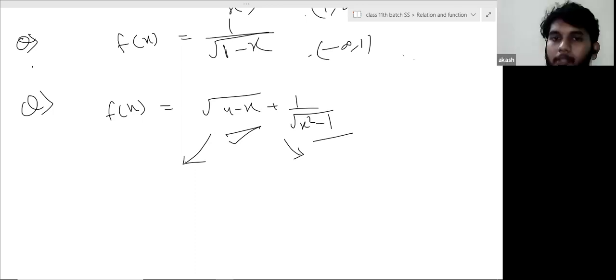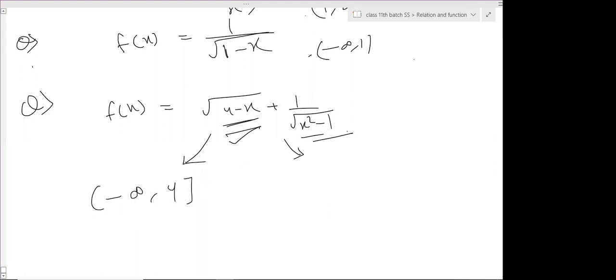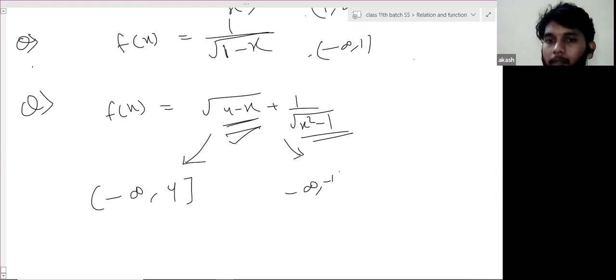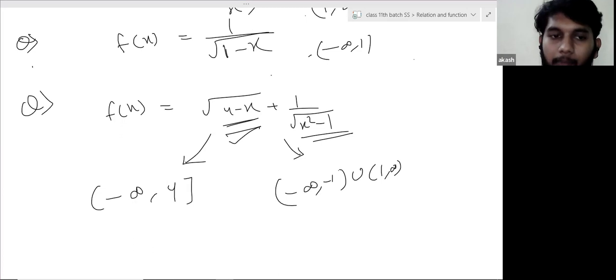So for this, you must be getting minus infinite to 4, and close brackets on 4, open brackets on minus infinite. Yes. And for this, minus infinite to minus 1, open brackets, union 1 to infinite, right? Yes. All right. Will we take the intersection of these? Yes, intersection of this, absolutely.